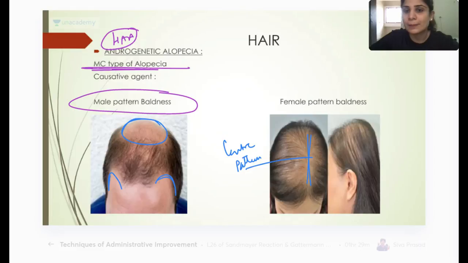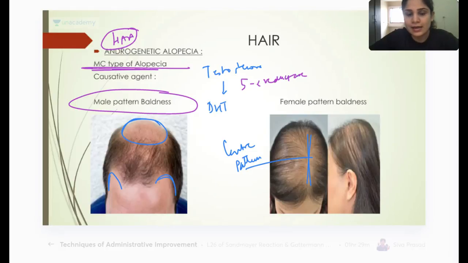Now, what is the causative agent of male pattern baldness? Because this is the most important cause of alopecia, you should be knowing the answer to this. Okay, so normally what happens is your testosterone gets converted to dihydrotestosterone, which is the more active part. And what is the enzyme that is responsible for this? Anyone? Enzyme responsible for testosterone to dihydrotestosterone? Yes, it is 5-alpha reductase. Okay, this dihydrotestosterone will then go and it will attach to the hair follicle, and here it will arrest the growth of the hair follicle. Okay, so the active component of testosterone will arrest the growth of the hair follicle, so that's why the patient will have less amount of hair growth.